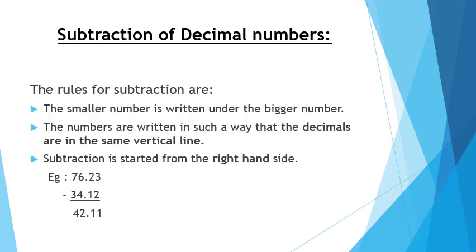Subtraction of decimal numbers is also the same. The rules of subtraction are that the smaller number is written under the bigger number and the numbers are written so that the point is below the point, and then we start subtraction from the right hand side. 76.23 minus 34.12, 3 minus 2 gives us 1, 2 minus 1 gives us 1, 6 minus 4 gives us 2, 7 minus 3 gives us 4. So we have the answer 42.11.